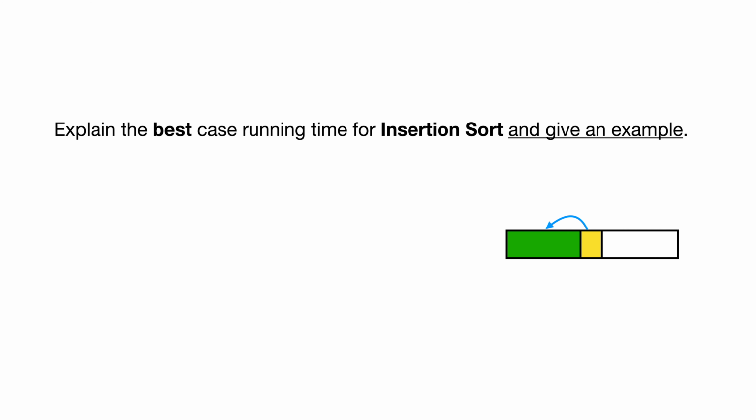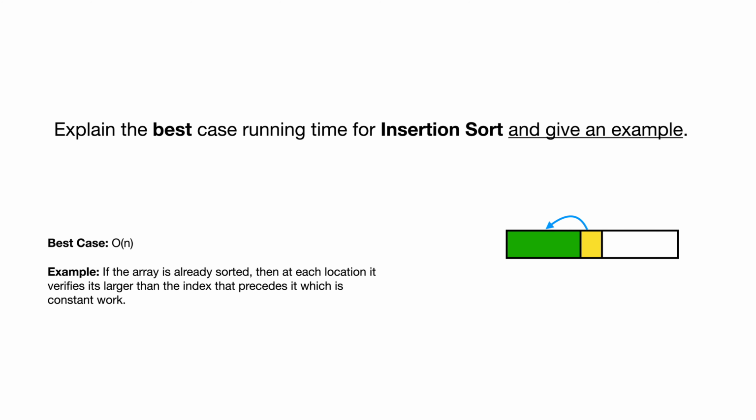So the next question asked us to explain the best case running time for insertion sort and give an example. So remember, insertion sort, given some partially ordered subarray, we're trying to figure out where the next element goes into that order. So the best case running time is O of n, and that's the case where it's already sorted, right? So if you try and examine where this goes into the array and it's already in the right place, we don't have to do anything.